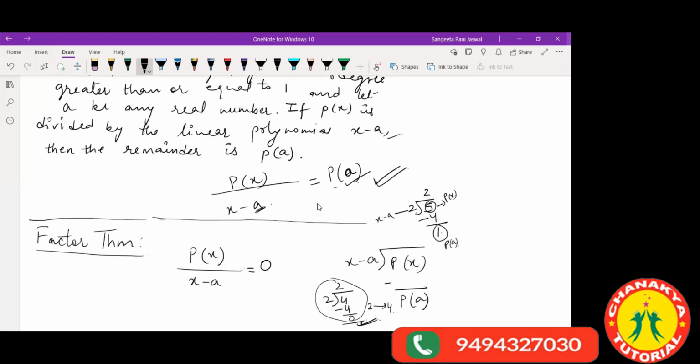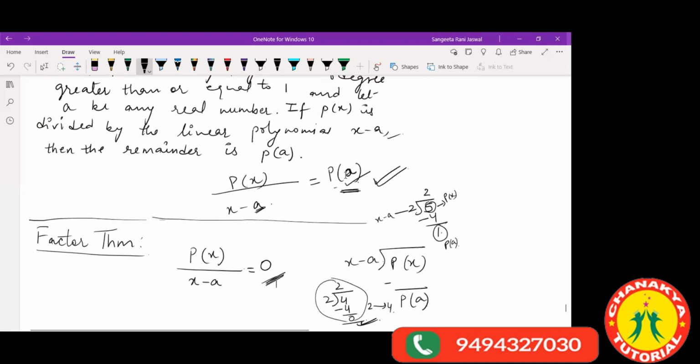The only difference between the remainder theorem and factor theorem is the remainder part only. Okay, in remainder theorem we get some remainder. In factor theorem we get 0 as a remainder. Okay, which tells us that x minus a is a factor of px. Okay. Right? I hope you all have understood. If anyone has a doubt, can ask.